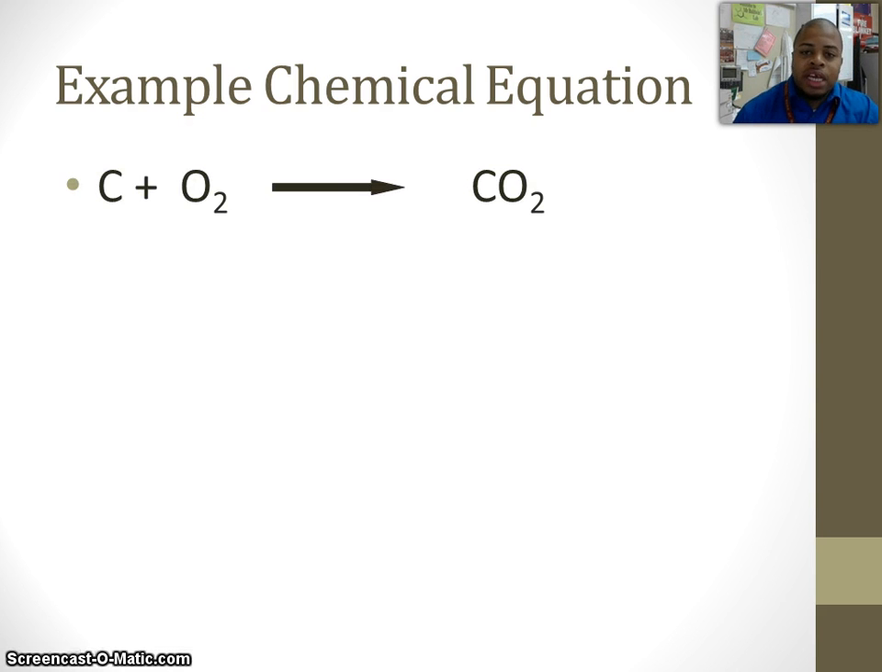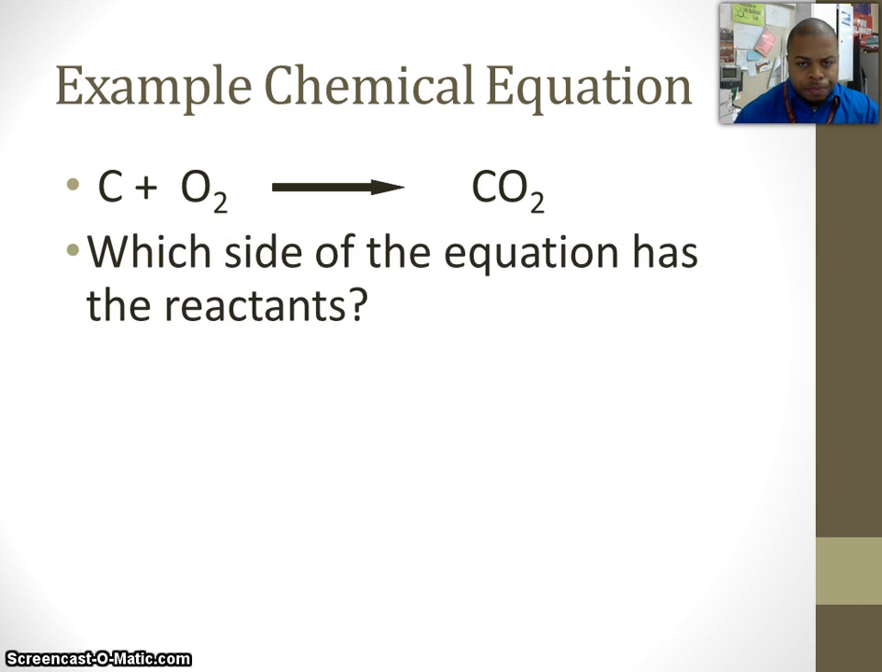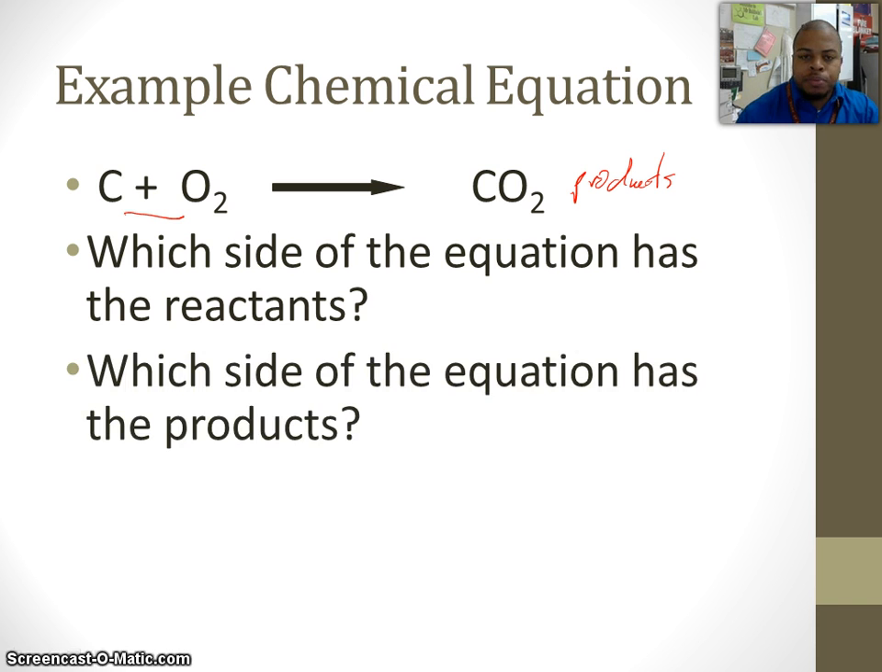Now, an example of what we're going to be looking at is a simple synthesis equation. Carbon plus oxygen gas is going to yield carbon dioxide. Which side would be the reactants? I think you guys can get this part. Now, of course, this side is going to be our reactants, while these are going to be our products. Products are going to be very important to pay attention to, especially as we look at stoichiometry.